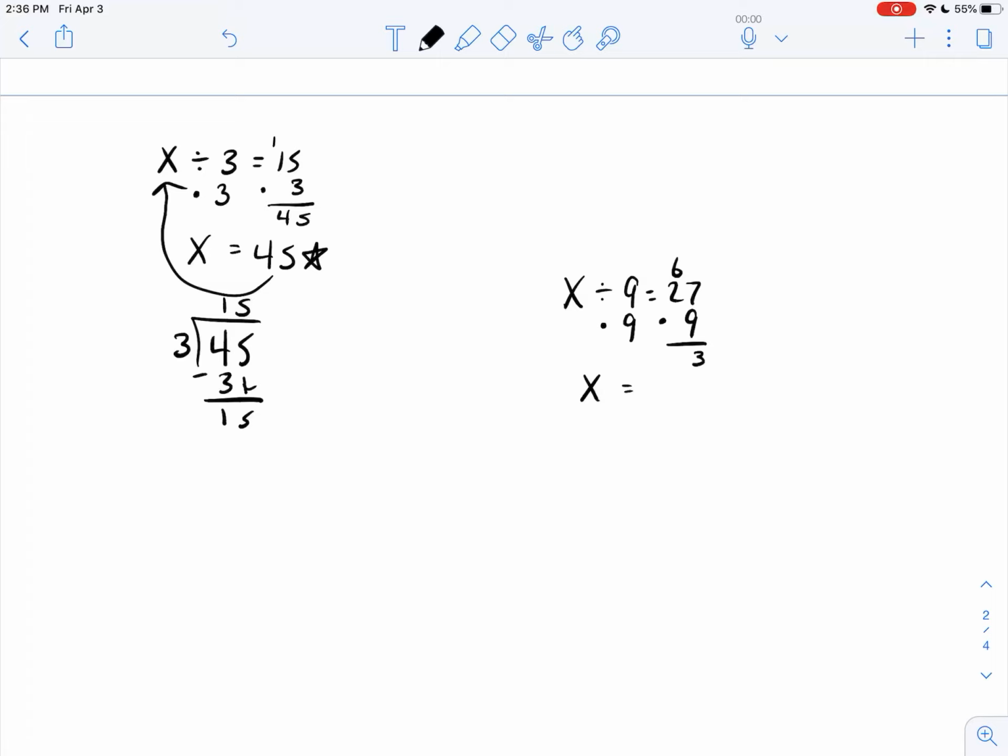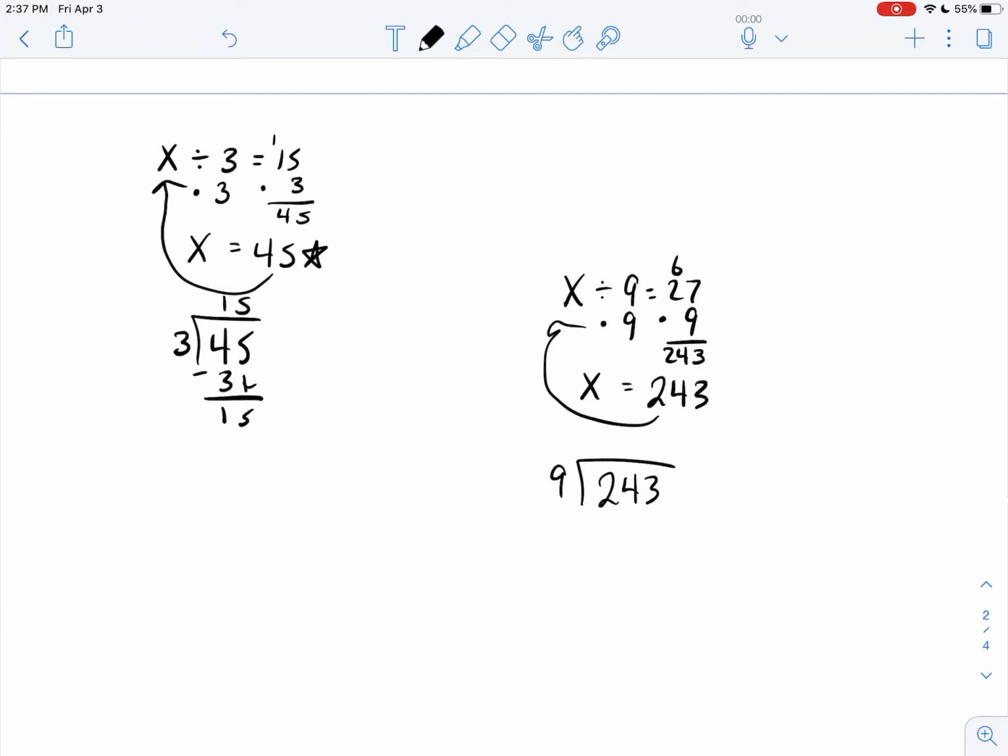And 9 times 2 is 18. Which is going to give us 24 right there. So that's going to give us a really big number of 243. So let's try and do 243 divided by 9, because we need to plug this back in to make sure that that's correct. So you can't put 9 into 2, so that's not going to work. But you can put 9 into 24, because 9 times 2 is 18.